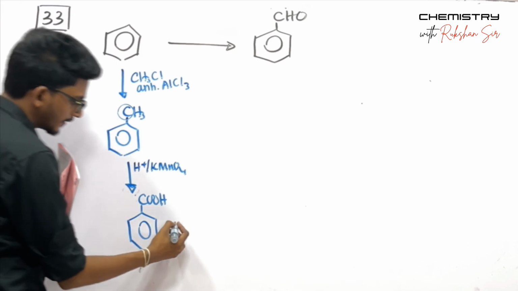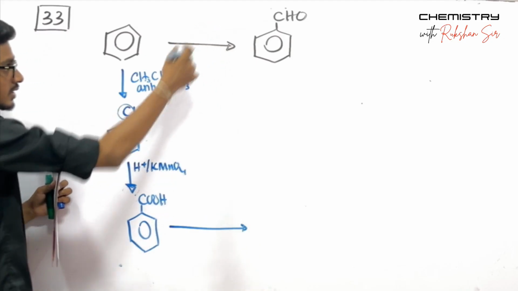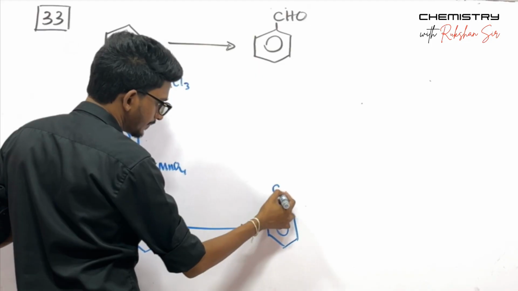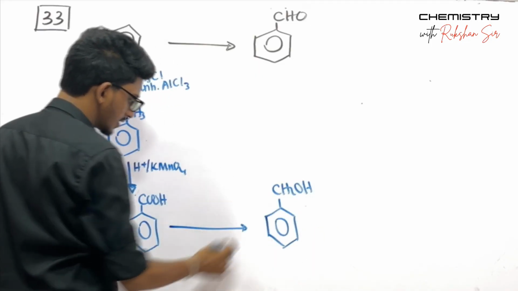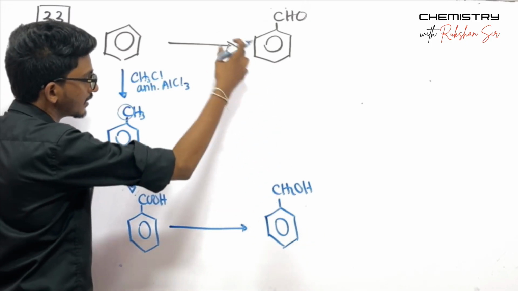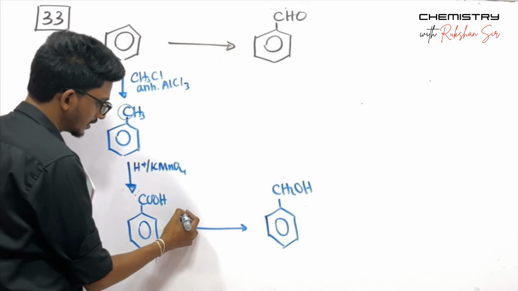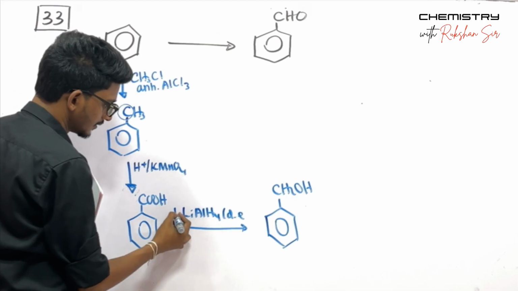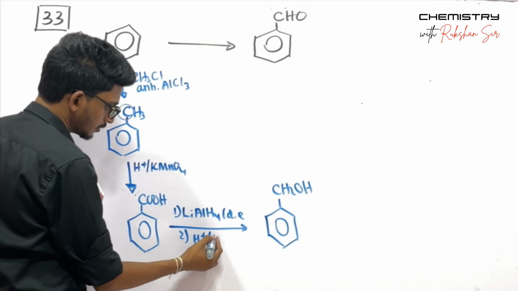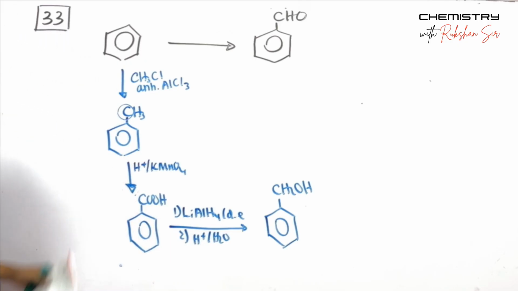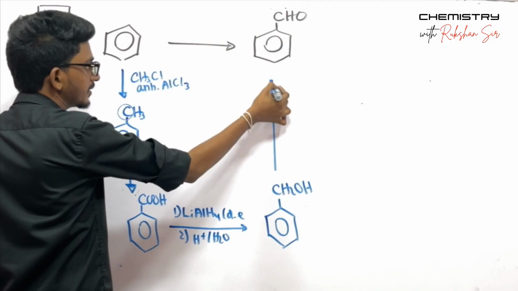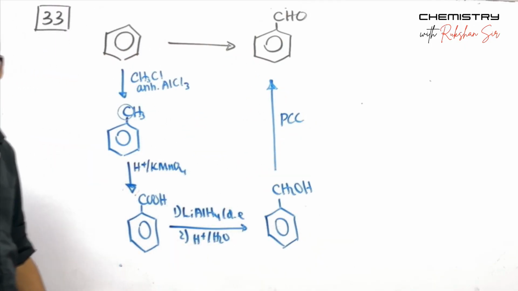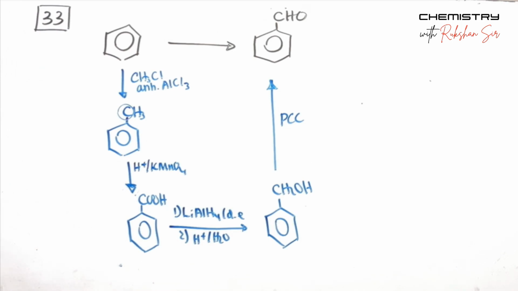So now this benzoic acid can be converted to the aldehyde first by converting this into the primary alcohol, CH2OH. That relationship, right? Carboxylic acid, alcohol, aldehyde relationship. So this can be done by the LiAlH4 method, right? Then H plus, H2O. Finally, this can be converted to here by the PCC. Right. That is 33.